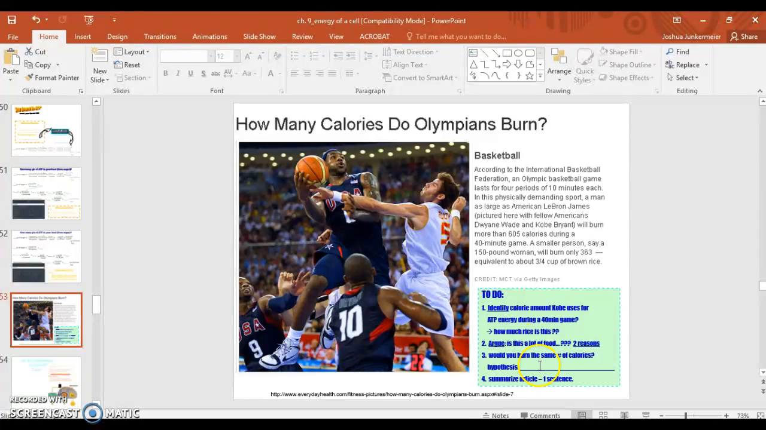The third task is, do you think your body would burn the same number of calories as LeBron James or Kobe Bryant in a game? Playing the same game, trying as hard, do you think you'd burn the same number of calories, yes or no?